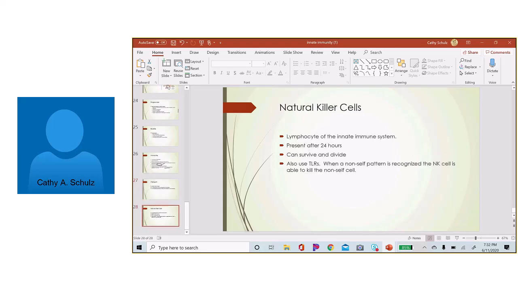And the natural killer cells are the lymphocytes that are part of the innate immune system, and they're the last ones to really arrive to this area. They also use toll-like receptors to recognize cells that are self or non-self. So at the end of the inflammatory response, we are set up for either wound healing and a calming of this response and a healing of this area, or we are set up to hand off the job to the acquired immune system.